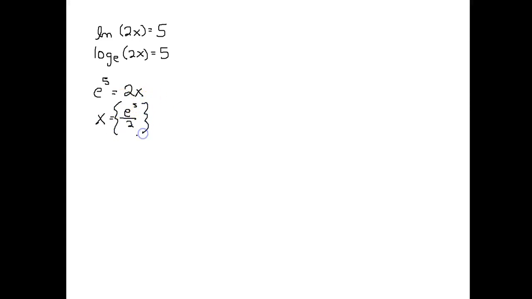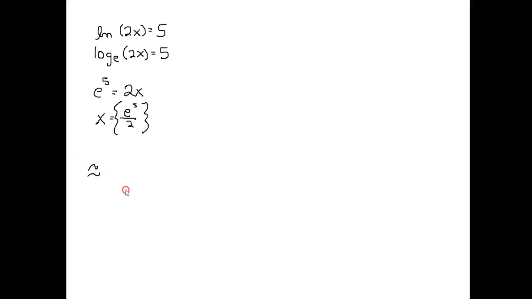let's say you have natural log of 2x equals 5. Remember that natural log is the same thing as log base e. Well, since it's a log equals a number here, you can rewrite this in exponential form and say e to the 5 equals 2x. So x is equal to e to the 5 over 2. And that would be your exact solution.